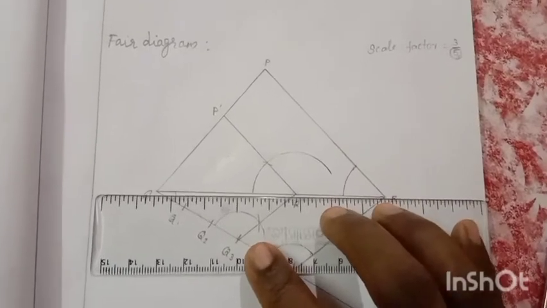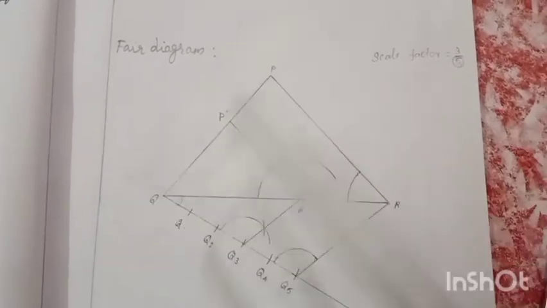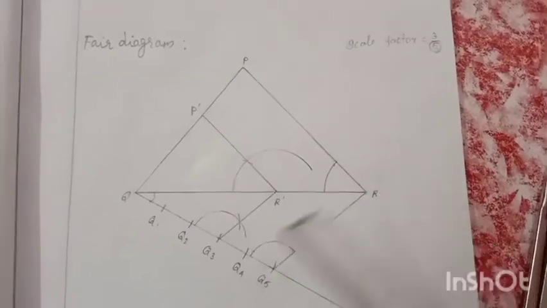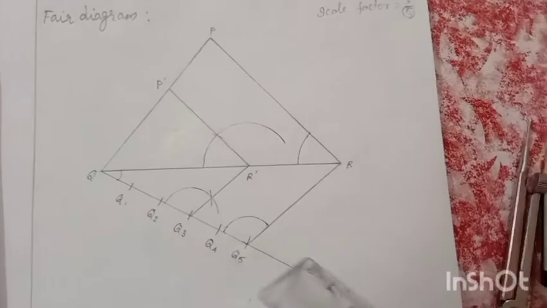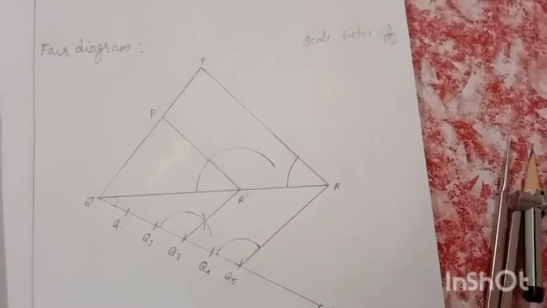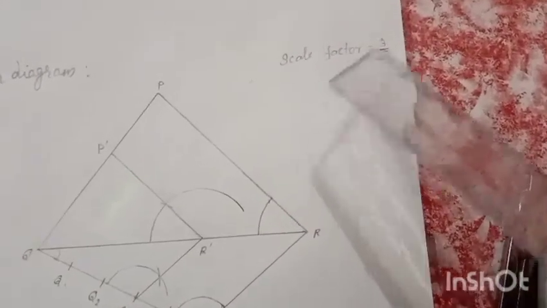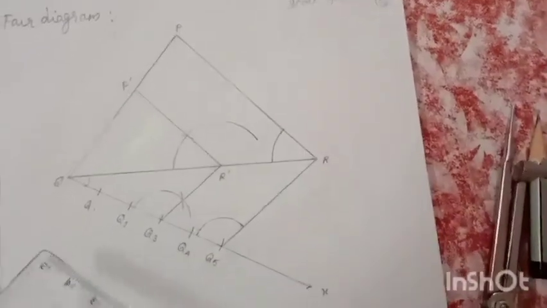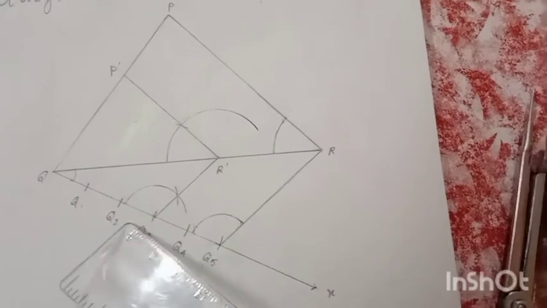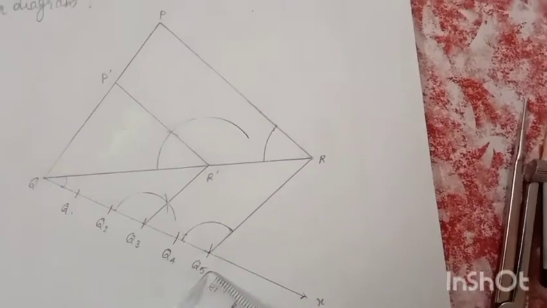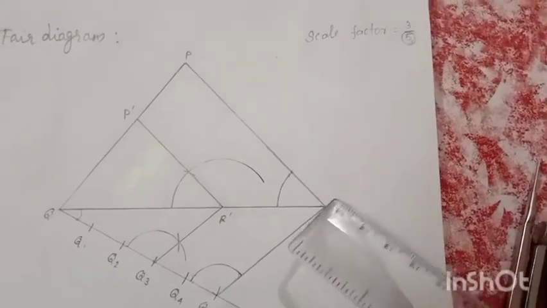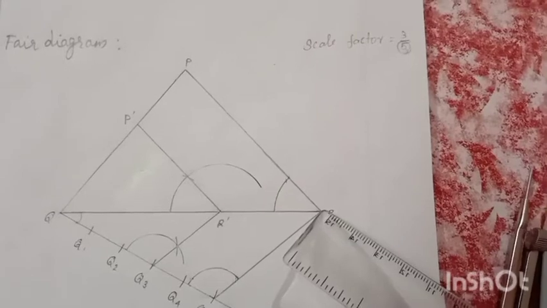Students, once again listen. First you have to draw the triangle without measurement, P, Q, R. Then with this point Q, draw one arc, that is QX. This arc is divided into 5 line segments because the denominator in this scale factor is 5. Name the divisions Q1, Q2, Q3, Q4, Q5. Then join this fifth point with the end of line segment QR.